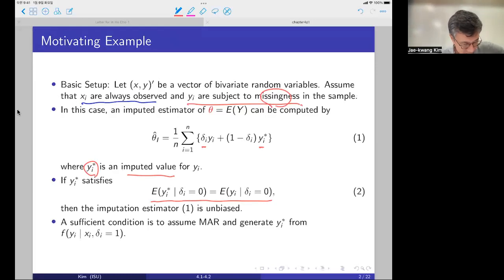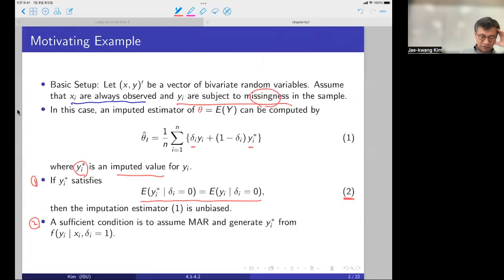So we have two questions. The first one is, what is the condition for the imputation estimator to be unbiased? Second question is, what is the condition to achieve equation 2? That's another question. So let's first discuss how to prove.